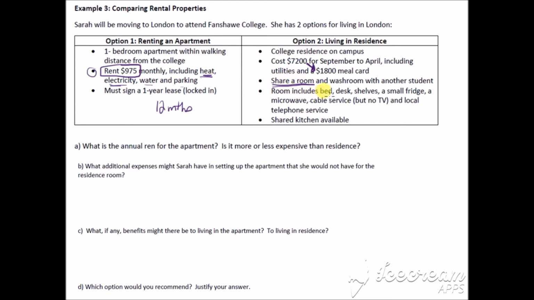The room includes a bed, desk, shelves, small fridge, microwave, cable service, but you have to bring your own TV and local telephone. So this is called furnished. It includes anything that you have to use basically except for your comforter and your TV. And then there's a shared kitchen available.